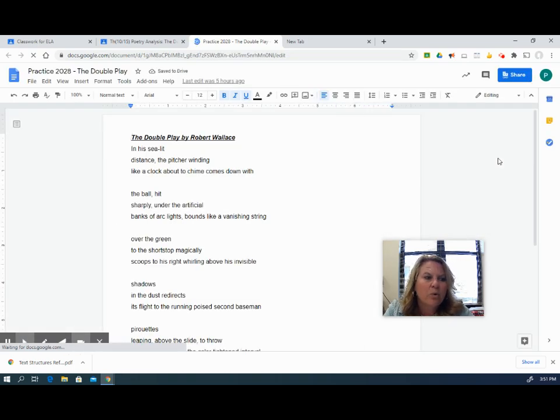This is one of the greatest poems ever about baseball. It moves on the page like a classic double play. All the action takes place almost at once, and Robert Wallace imitates it with form and language. Follow along as I read.